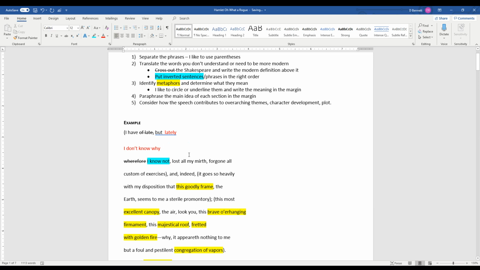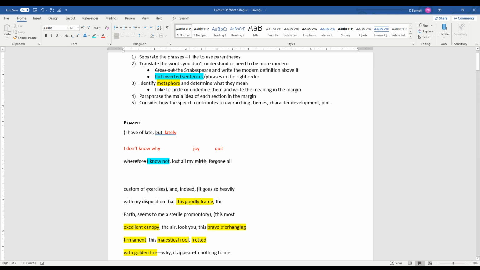But I don't know why. Lost all my mirth. Mirth means happiness or joy, maybe. I've lost all my joy. Foregone all custom of exercises. Foregone means either forgotten or quit. So, like, I have quit.